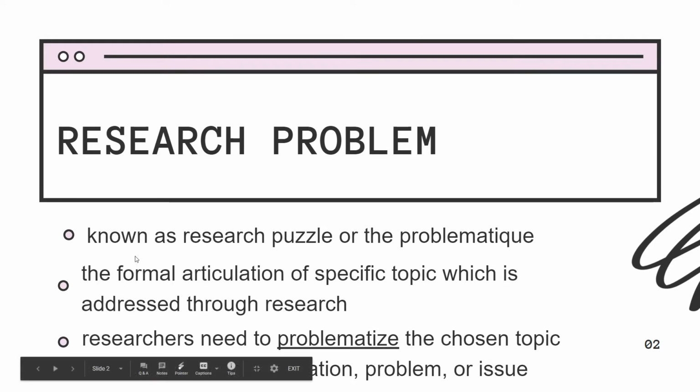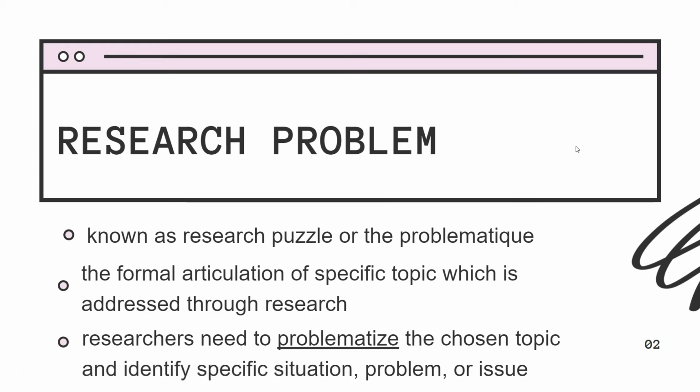And another thing about the research problem is that researchers need to problematize the chosen topic and identify the specific situation, problem, or issue. So in the research problem, we need to be very specific with the situation, the problem, and the issue, because if it's too broad, there will be problems when it comes to researching that specific problem. Okay, so that's the definition of research problem.